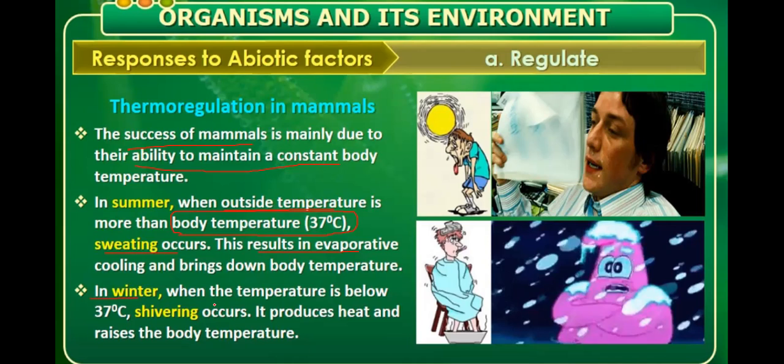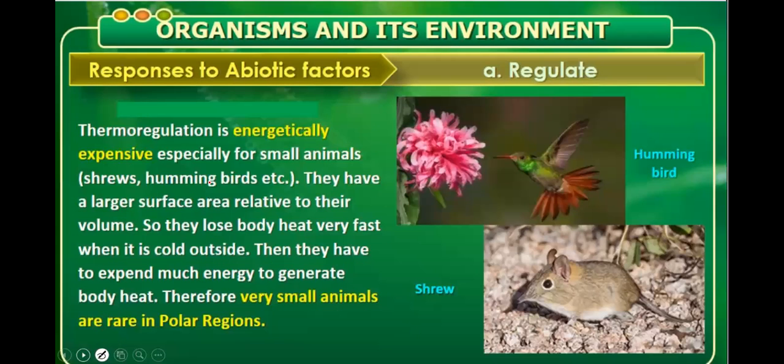In winter, when the temperature is below 37 degrees Celsius, what will happen? Shivering occurs. It produces heat and raises the body temperature. So in this way, this is a physiological method to maintain body temperature: thermoregulation.